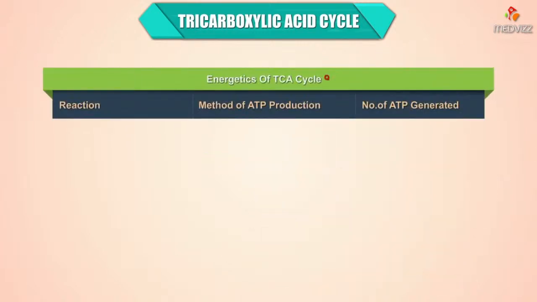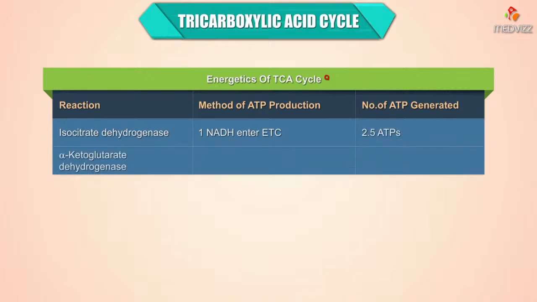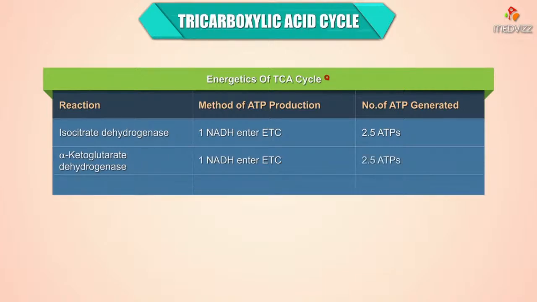TCA cycle, energetics of the citric acid cycle. The reaction is isocitrate dehydrogenase. Method of ATP production is 1 NADH, enters ETC. Number of ATP generated is 2.5 ATPs. Reaction is alpha-ketoglutarate dehydrogenase. Method of ATP production is 1 NADH, enters ETC. Number of ATP generated is 2.5 ATPs.